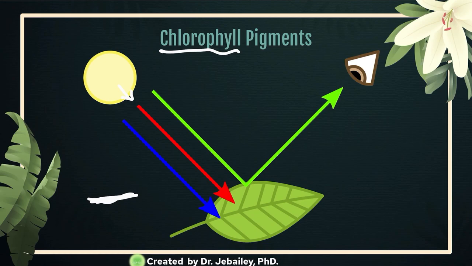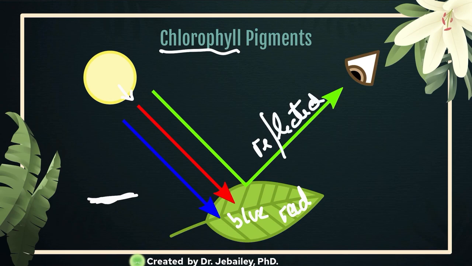What it does is it absorbs the blue and it absorbs the red. But this pigment does not absorb the energy of the green. And because it does not absorb the energy of the green, it is reflected. So that means the color green hits the leaf and then it leaves. And that's the reason why we see green leaves.